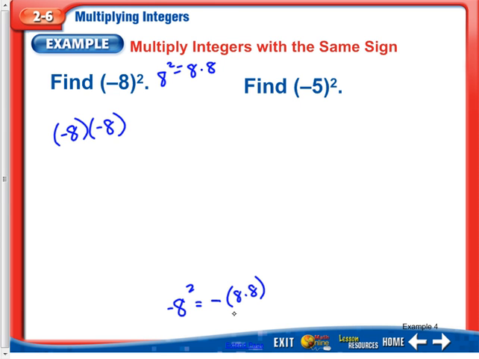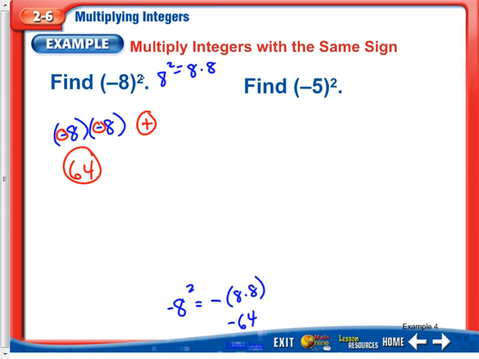That's a big difference because here I'm going to get 64 on the inside and then the negative will still be there. Now when I do it this way, we're going to have the two negatives, so that means we're going to get a positive answer, and I'm going to have a positive 64. So you see the big difference? Here I have positive 64, here I have negative 64.